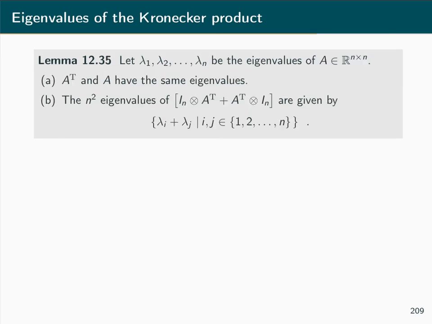To prove that all of the eigenvalues are non-zero, we have the help of lemma 12.35, where we let lambda 1 through lambda n be the eigenvalues of A. Then first, A transpose and A have the same eigenvalues, and B, the n squared eigenvalues of this matrix of our equation system are given by all possible combinations of the sum of eigenvalues lambda i plus lambda j, where i and j have to be selected from the set of integral numbers between 1 and n.